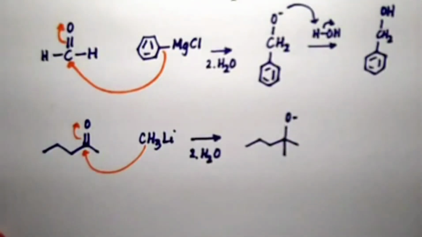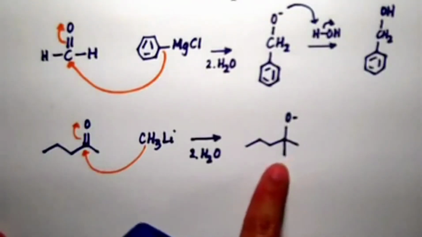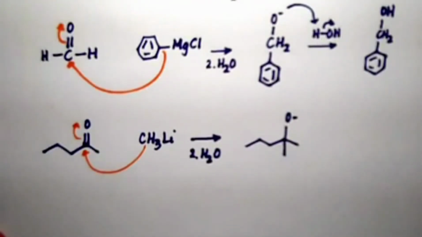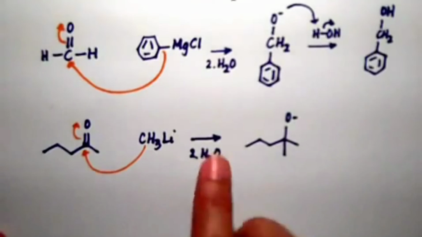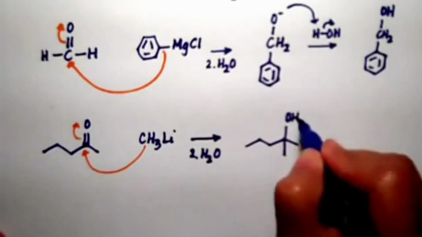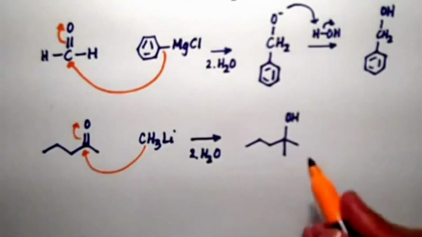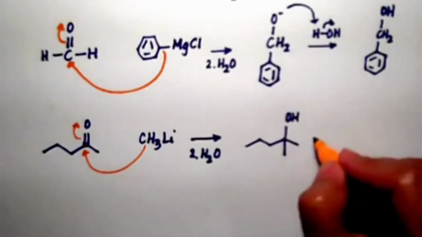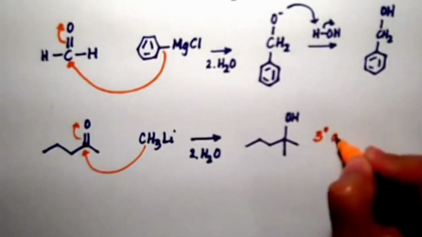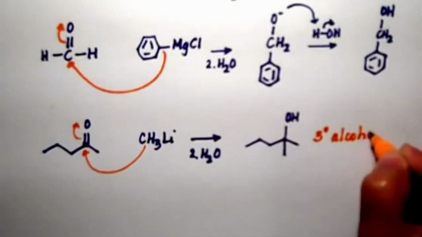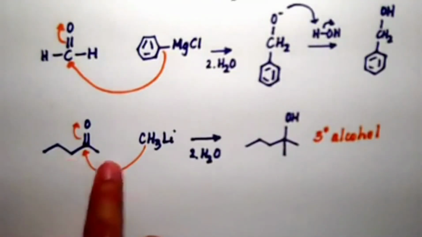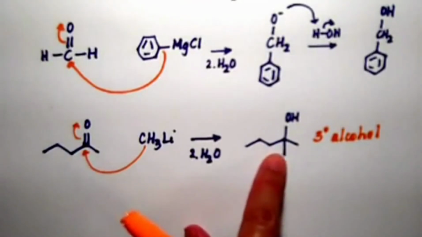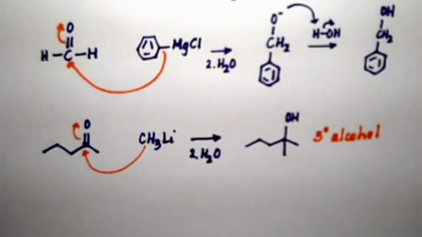My oxygen is negative. No good leaving groups. Carbons are not leaving groups. So when I add the water, that's when the oxygen picks up the hydrogen right there. And this one right here is a tertiary alcohol. So whenever I attack a ketone, I'm going to add a third carbon group to the carbonyl, and I get a tertiary alcohol out of that reaction.